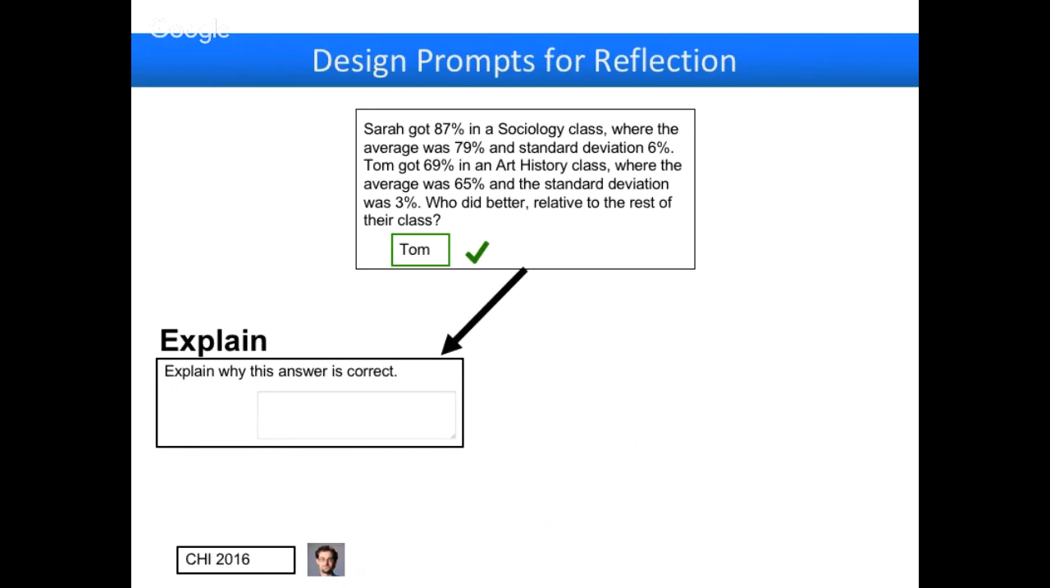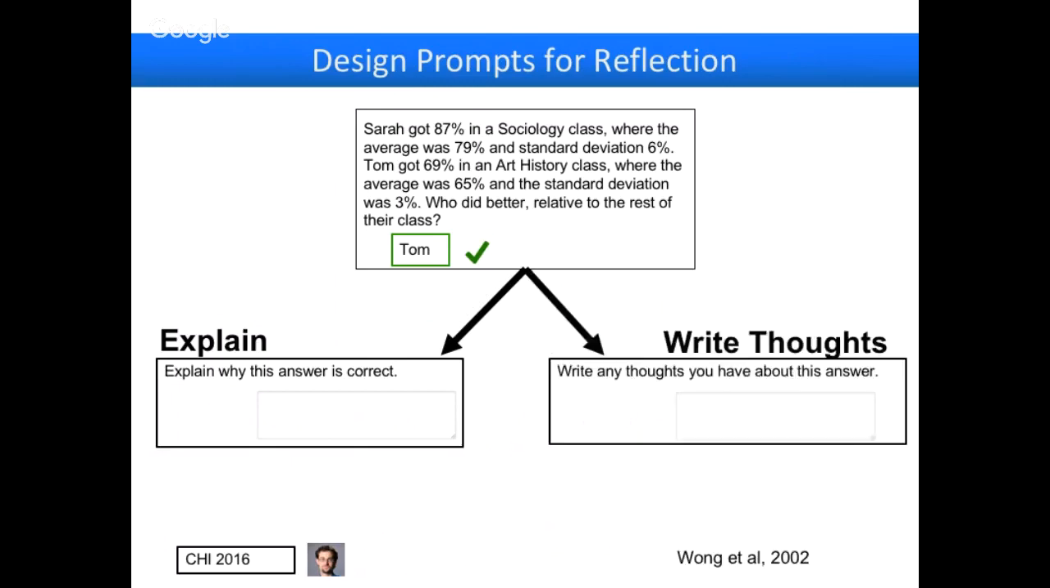In the explain condition, they were told, explain why this answer is correct. In the write thoughts condition, they were told, write any thoughts you have about this answer. And so that's actually very closely matched because they both involve verbalization. In fact, many people would expect that these would have the exact same effect. But the explain prompt is designed using this psychological theory, that prompting people to explain why helps you find patterns. Which of these would actually enhance learning?